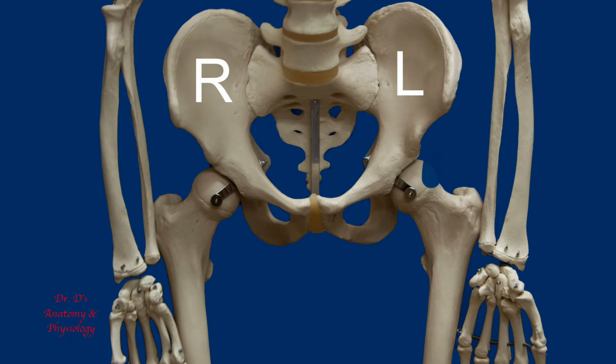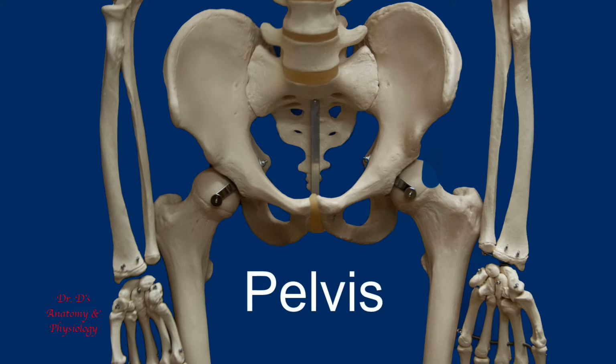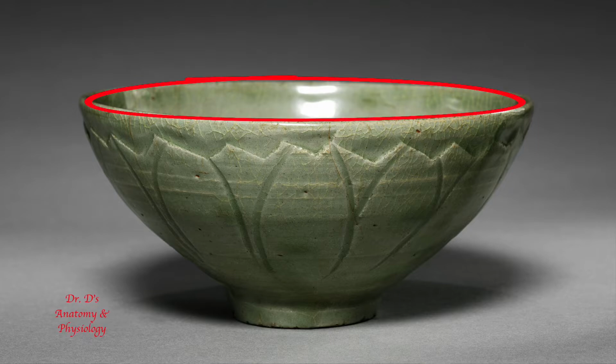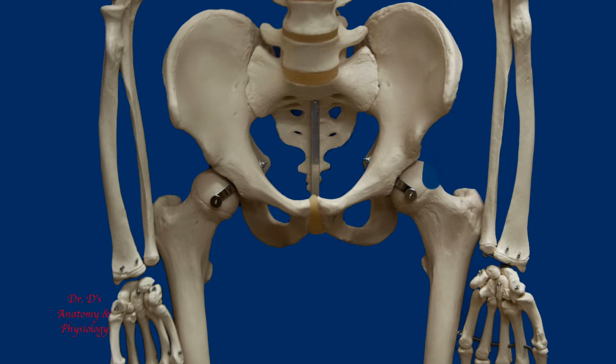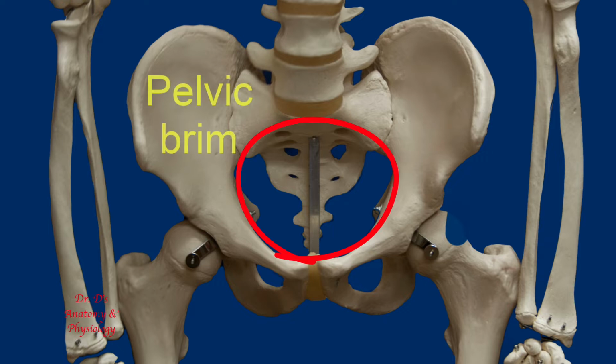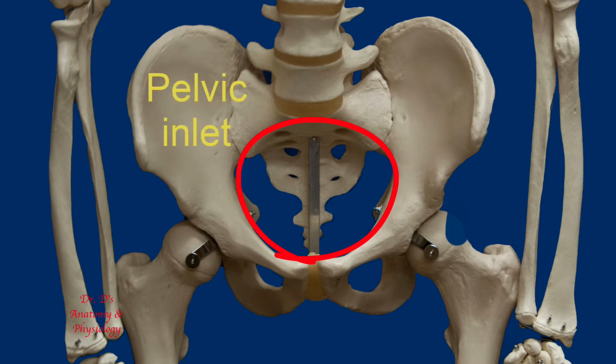Both of these articulate with the sacrum of the spine to form the pelvis, or pelvic girdle. The word pelvis means bowl. Here is a bowl. A bowl, of course, contains something and has a rim, or brim. The pelvis of the skeleton also contains something, and like a bowl also has a brim, which is called the pelvic brim. The pelvic brim is the top of the bowl and is also called the pelvic inlet.